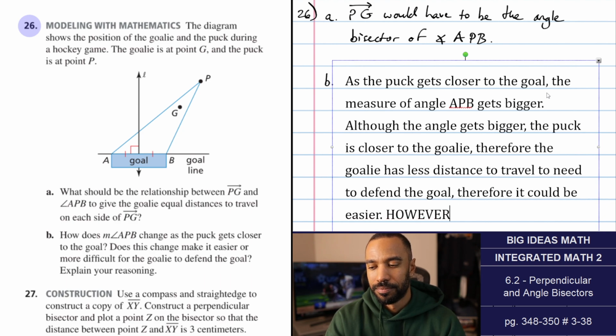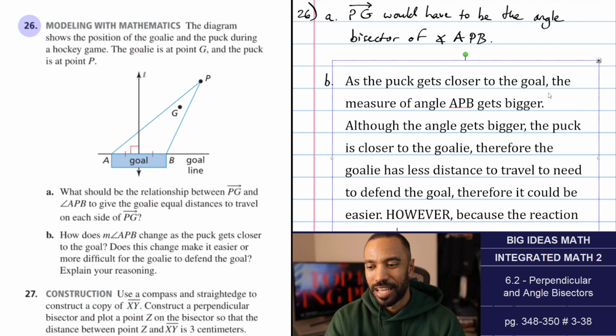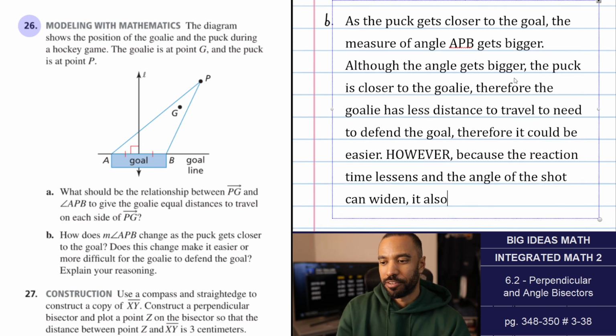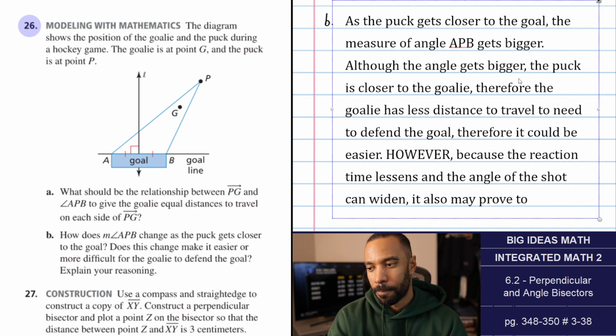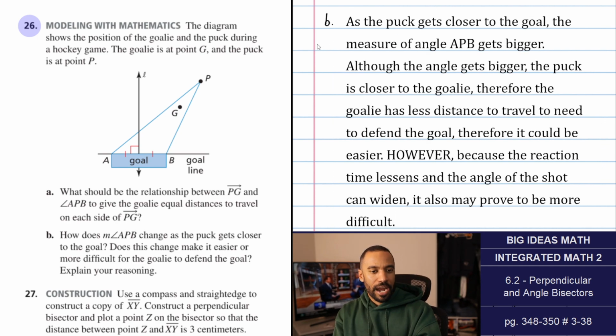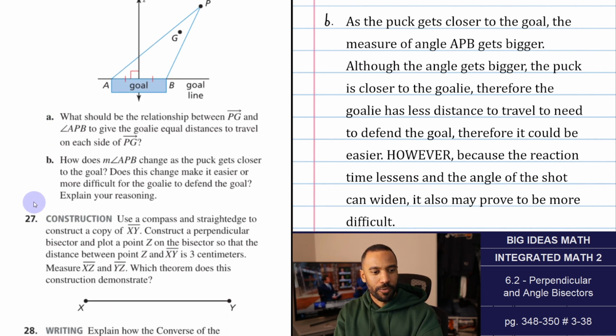However, because the reaction time lessens and the angle of the shot can widen, it also may prove to be more difficult. I'm just going to go all directions with this. The question was fine to begin with. They should have asked about room for error for the shooter. They should not have asked about the goalie. Tough question to answer.